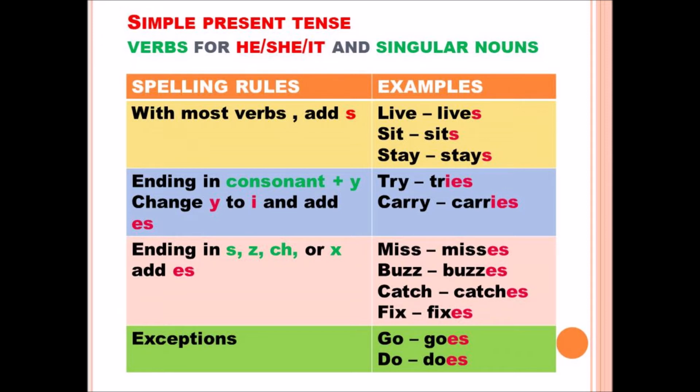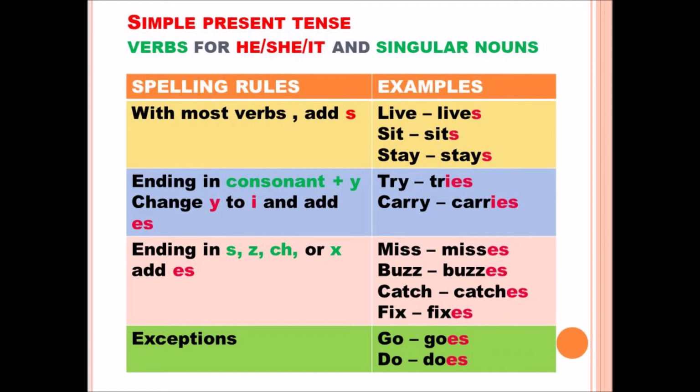See that example? Try. R is a consonant and Y is along with it. So we have changed Y into I and added ES. So try is changed to tries. The second example is carry. The same, R is a consonant, comes with Y. So we have changed Y to I and added ES with it. We must be clear about this rule so that we can change the verb into present tense.